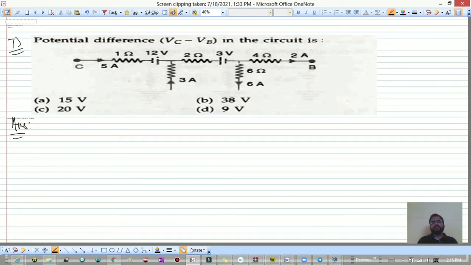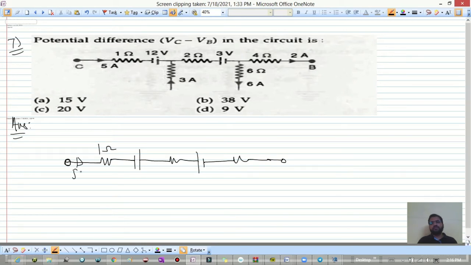So for that we need potential difference across this 1 ohm, 12 volt we know, 2 ohm, 3 volt, 4 ohm, 2 ampere. Okay, so over here I'll just draw the upper circuit now, because we want only the upper circuit. Current and the potential difference across that. Okay, so over here this is 1 ohm, this is 5 ampere.